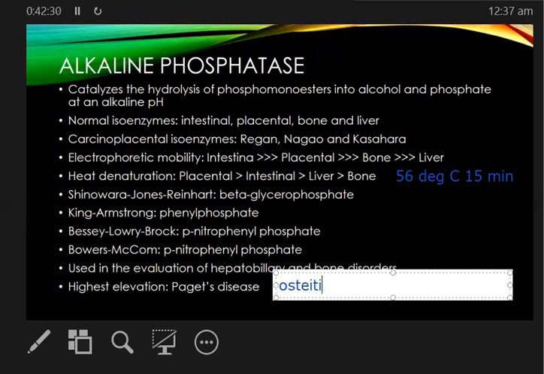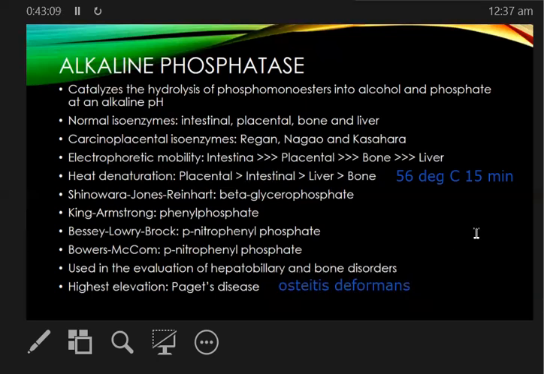osteitis deformans. Okay, so we have your osteitis deformans, or otherwise referred to as your Paget's disease, particularly if we are handling older people. Yes, it's actually the most common elevation in older people. Okay, ito pa class. Another.